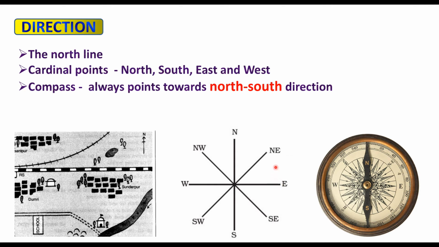There are mainly 4 directions and they are called cardinal points. The other 4 intermediate directions are northeast, southeast, southwest and northwest. We can use a compass to find out these points. A compass is an instrument with a magnetic needle which always points in the north-south direction. If you are not familiar with a compass, get one and see which direction that compass points to.